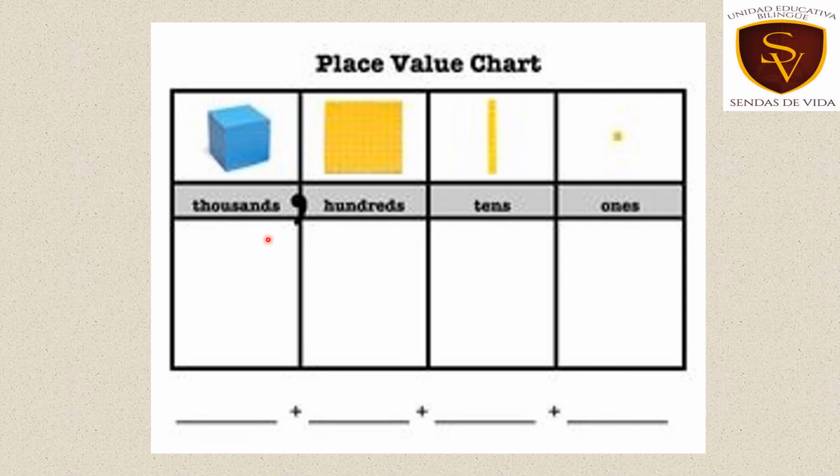Look at this. This is a chart, and this chart is going to help us write down and represent the place value. This time we are going to learn about thousands, right? We just have to remember that we represent hundreds with this square, tens, and ones. This time we have thousands. Do you see? This is 1,000. Mil.